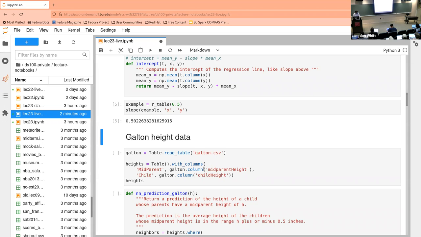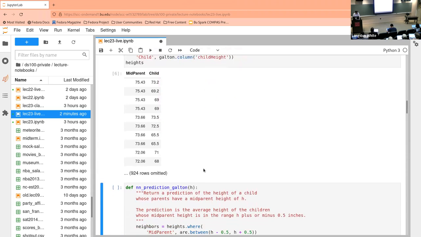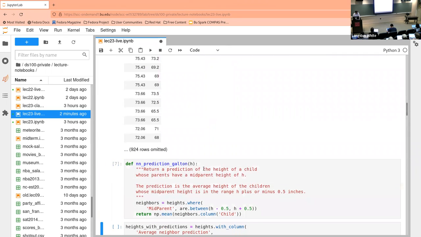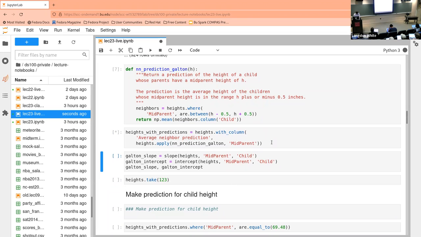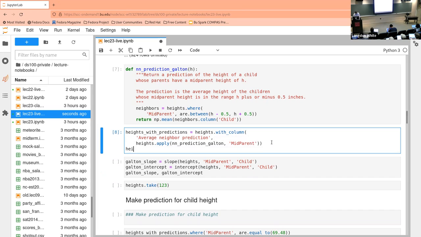So going back to the Galton height data. So here's our heights. Wait, let me just see. I feel like I was supposed to put something in there. Okay, so this is our heights with predictions using nearest neighbor. And we're going to add that as a column to our initial table. So now we have the predictions, oops. And I hate when I don't print tables. Predictions.